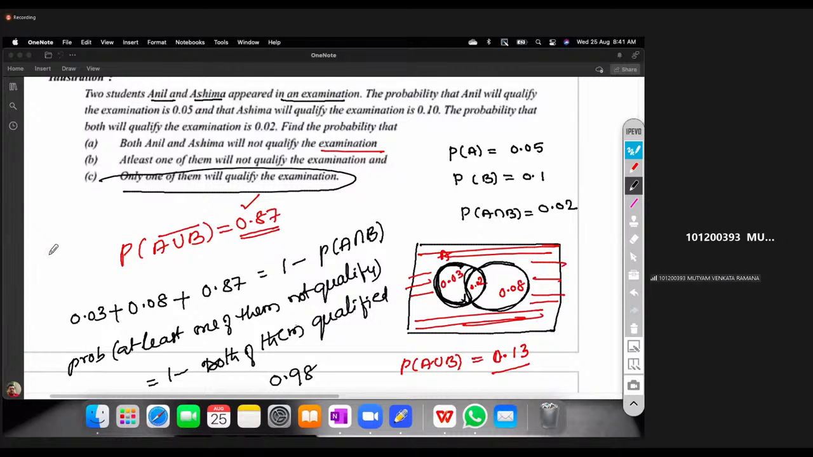Only one of them means it is probability of A intersection B bar plus probability of A bar intersection B. So this portion plus this portion. So what is that one? 0.11. Okay.